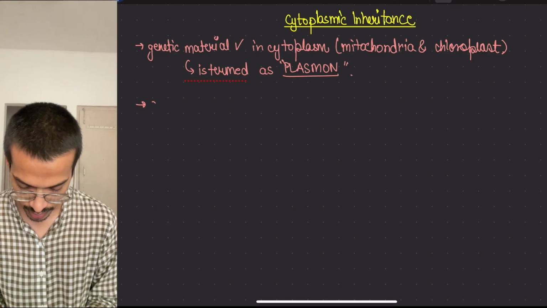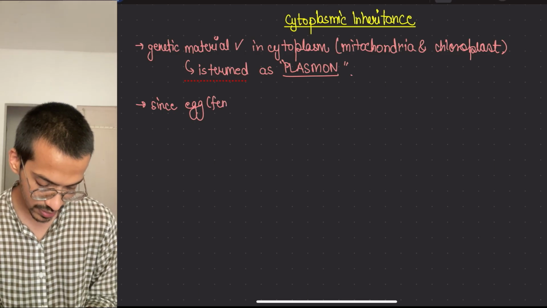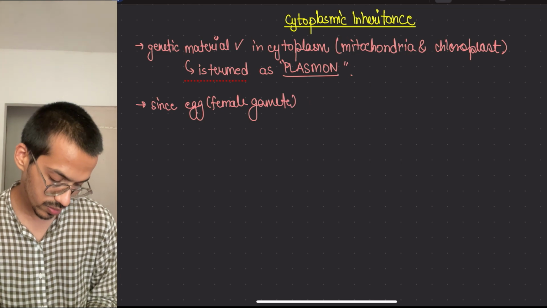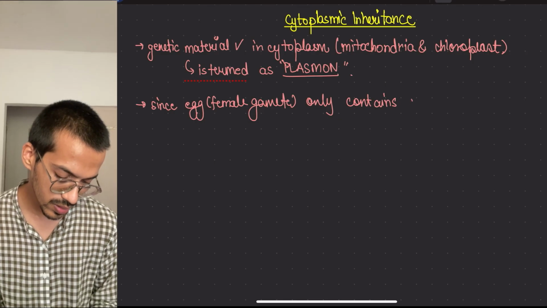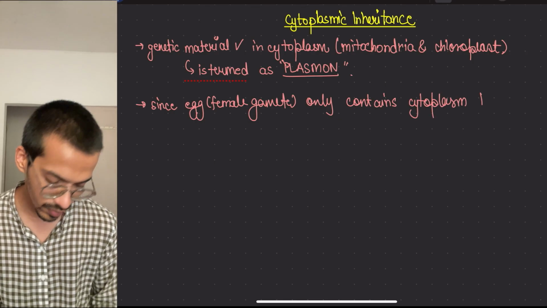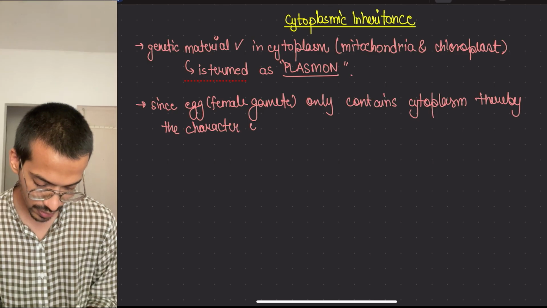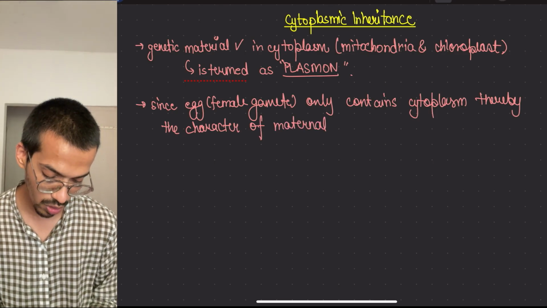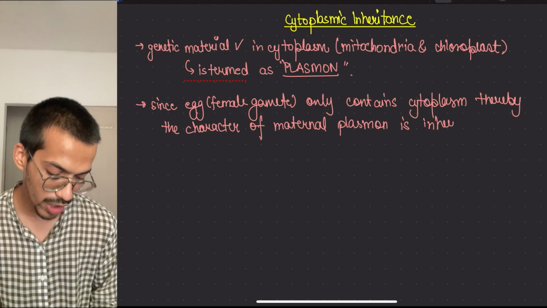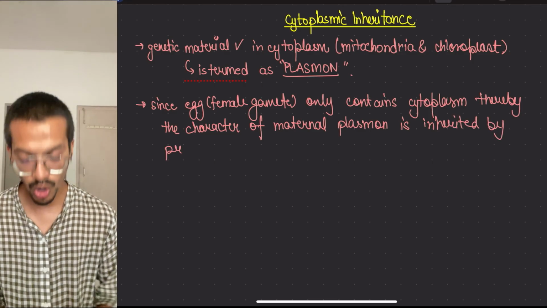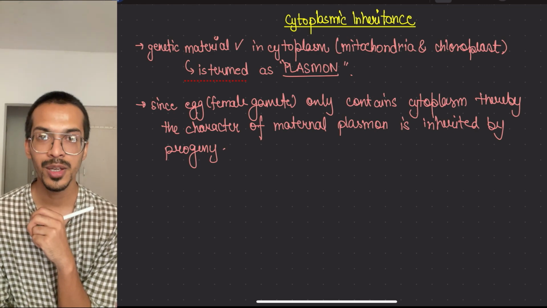Since the egg, that is the female gamete, contains a large portion of cytoplasm, thereby the characters of the maternal plasmon are inherited by the progeny. It means that in my body, all the mitochondria are coming from my mother's side, if we see it like that. So this is the feature.